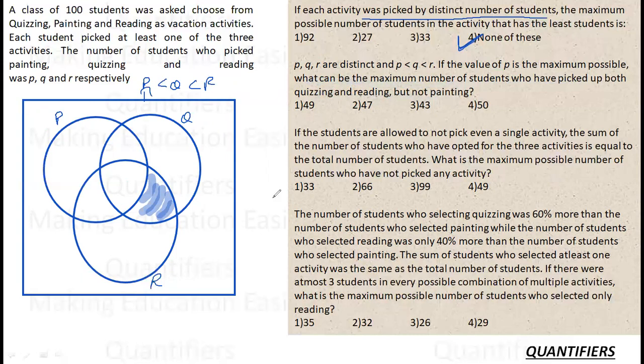Okay, let's think about it. So there are two approaches we can follow. One, we can try to use options. Okay, let us try to do that first. I know I have to maximize this region. जो मेरे पास region है मुझे इसको maximize करना है. What is the maximum value available? Maximum value available is 50. Let me try to put 50 here.